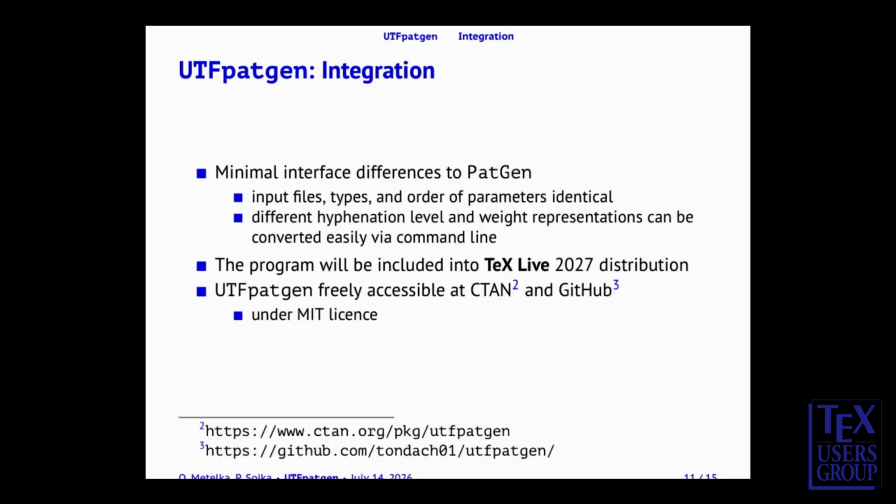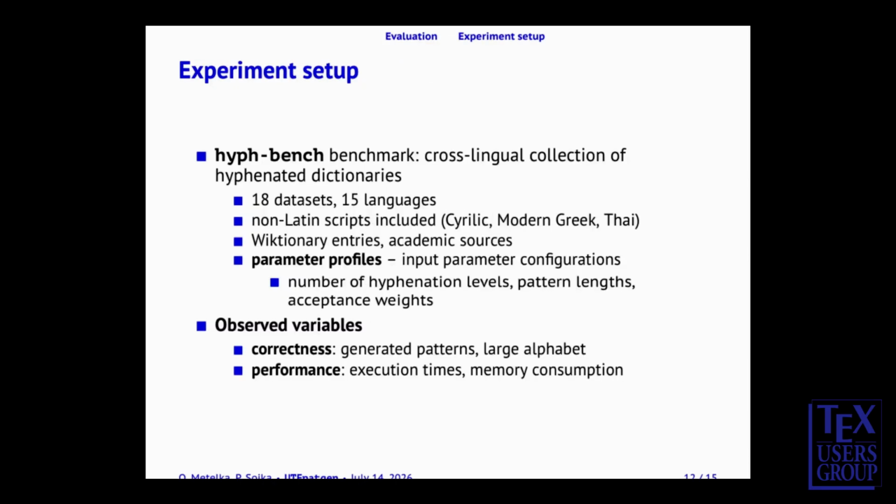We strived for maximal interface compatibility with PatGen. Besides the hyphenation level and weights representation, the two programs are completely interchangeable, and even this difference can be solved by a simple command line translation. UTFpatgen will appear in the TUG distribution next year, and the source code repository is already published under the MIT license on CTAN and GitHub. Now, the presentation moves to the evaluation part.